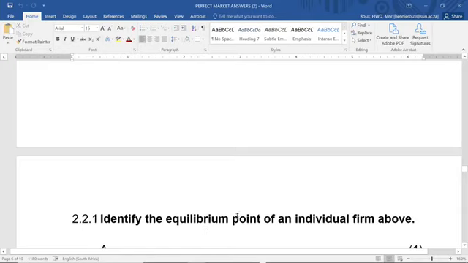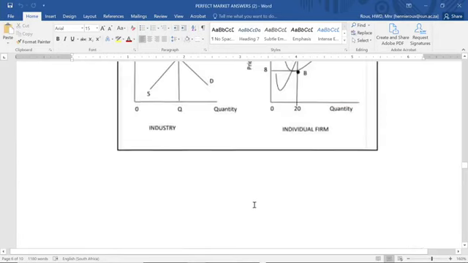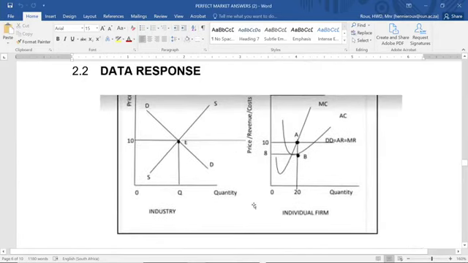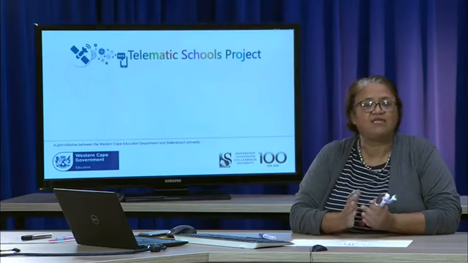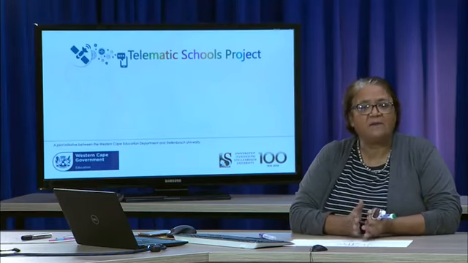2.2.1 says, identify the equilibrium point of an individual firm above, right? So we want to know what is the equilibrium point in the individual business. So here's the graph for the individual business, and we must now go and see what is the equilibrium point. Now, the only 2 points we see is point A and point B. So now it is important to remember that market equilibrium is where demand and supply meets.